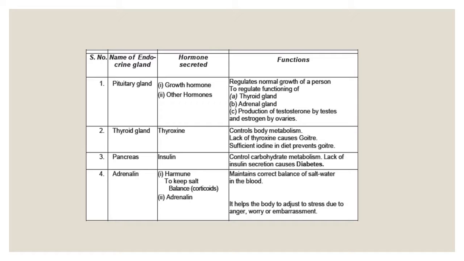Lack of thyroxine causes goiter, and sufficient iodine in the diet prevents goiter. Pancreas secretes insulin. The feedback mechanism of insulin is very important, which controls the carbohydrate metabolism. Lack of insulin secretion causes diabetes. Adrenal gland hormones are there which keep the salt. These are present on the kidneys, which is osmoregulation, means where they are going to balance the osmolarity. Osmolarity means the salt concentration and the water concentration of the body is going to be balanced by them.